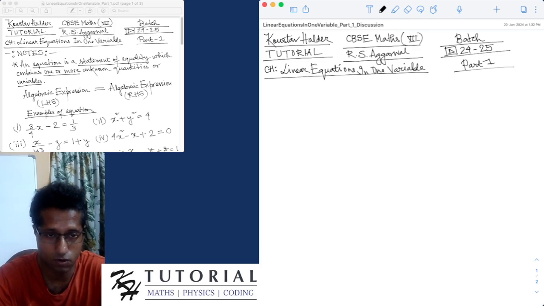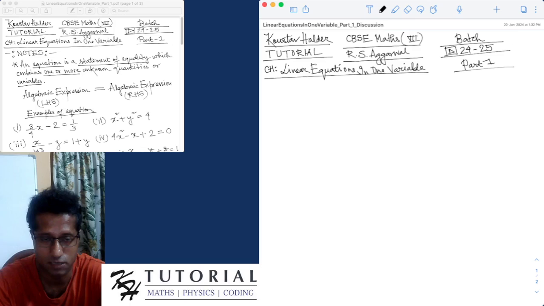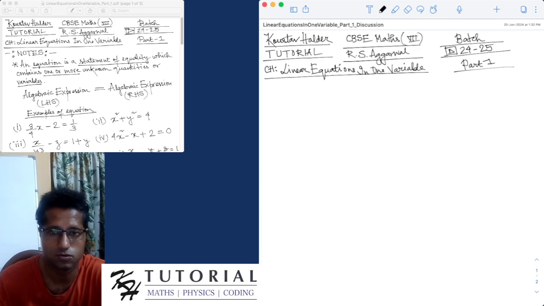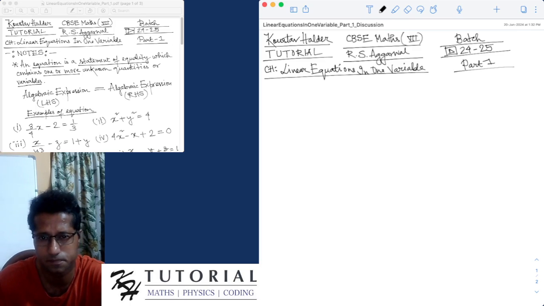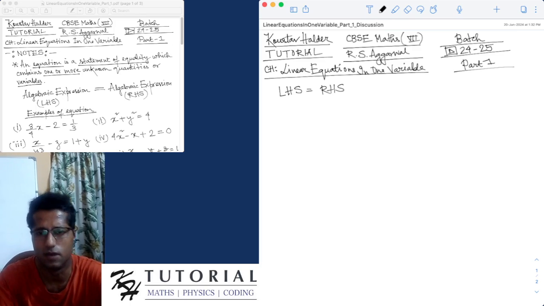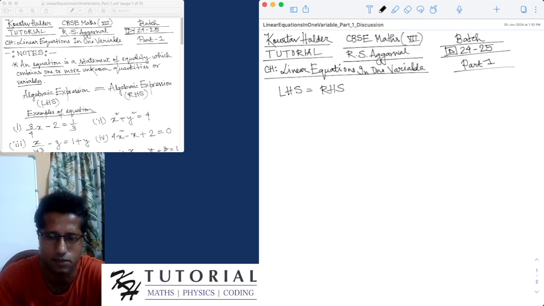The left hand side we call LHS, and the right hand side RHS. Whatever you see to the left of the equality sign is the LHS. So the format of any equation in general is LHS equals RHS. LHS stands for left hand side and RHS stands for right hand side. Actually these LHS and RHS are algebraic expressions.